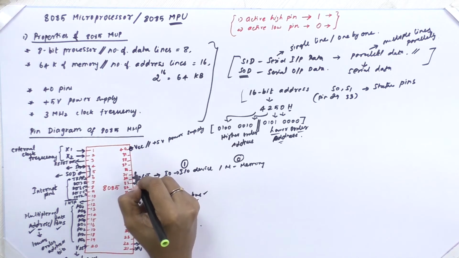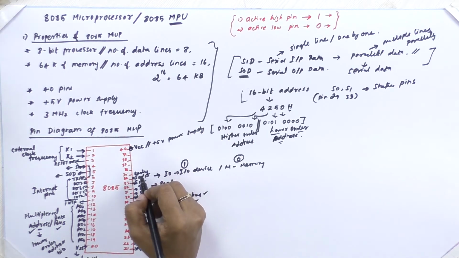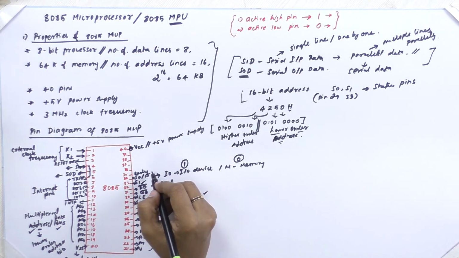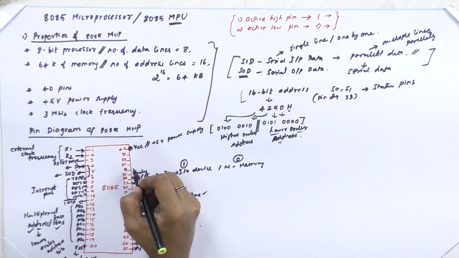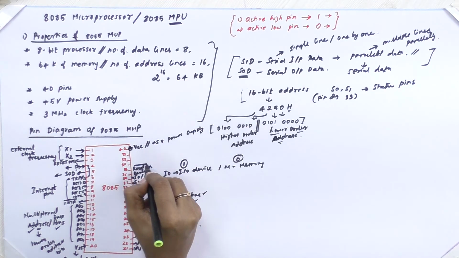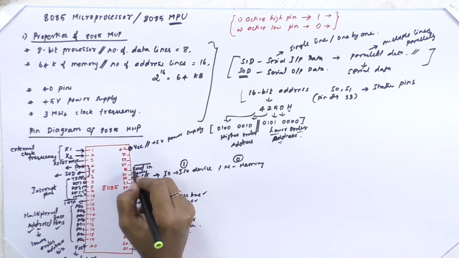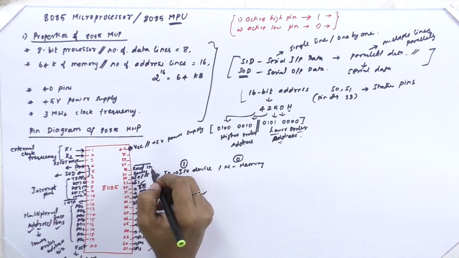Next, the 35th pin is called the ready pin. We have discussed already during the introductory part that the function of this ready pin is that it makes the processor enter into a wait state. It means that it is used to synchronize the processor with the slower peripherals. And the 36th pin is reset in. The reset in is an active low pin. Whenever the pin is active low, then it is used to reset the processor, and the program counter value is set to 0.